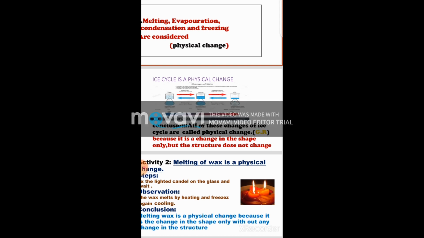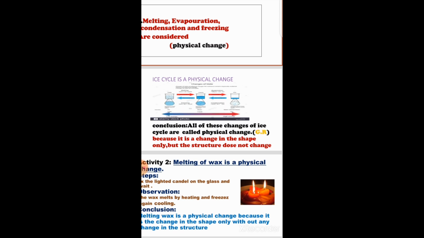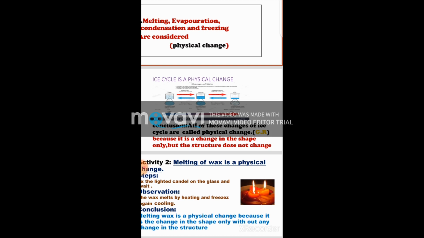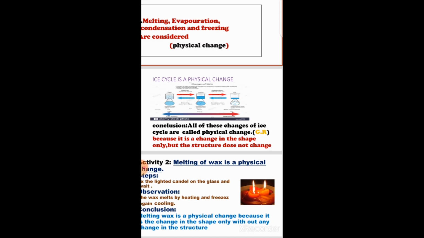It's a change in the shape or appearance of water without any change of its structure. It's still water. Step number 3, we put a cold glass sheet facing the water vapor. We observe water vapor changes to water by cooling. It's a condensation process.